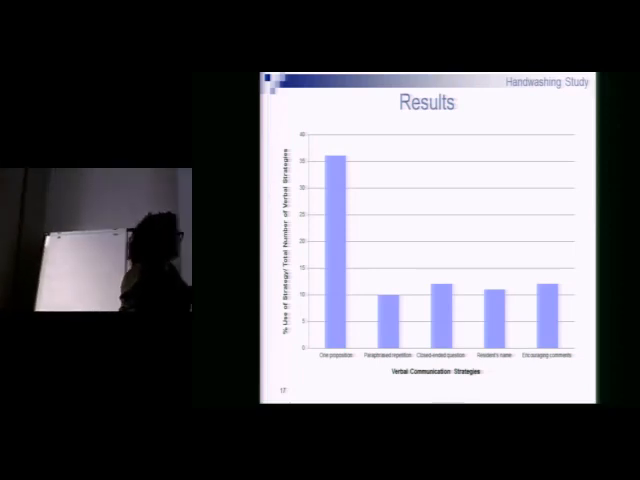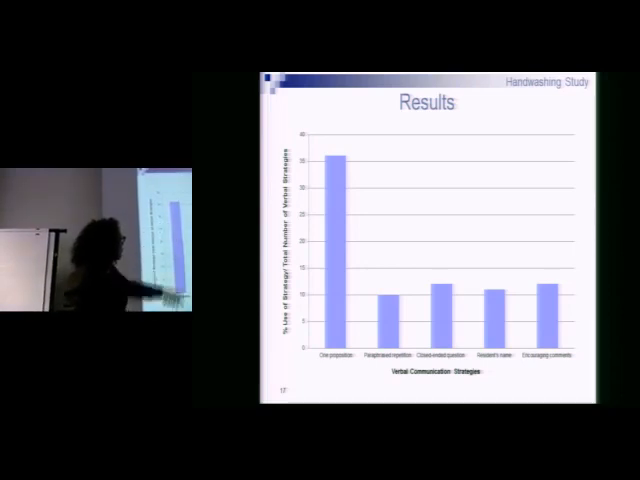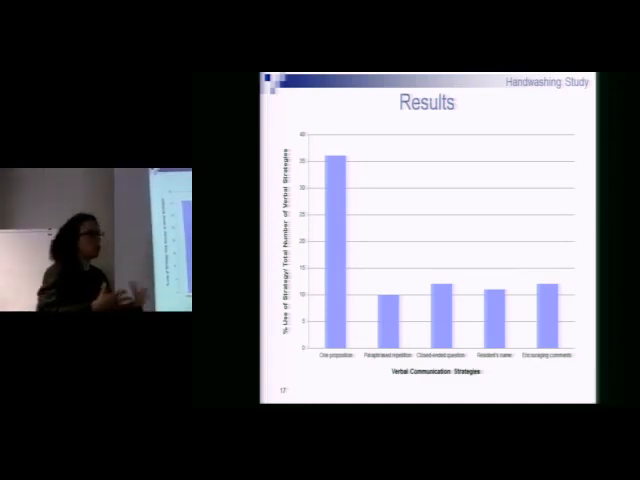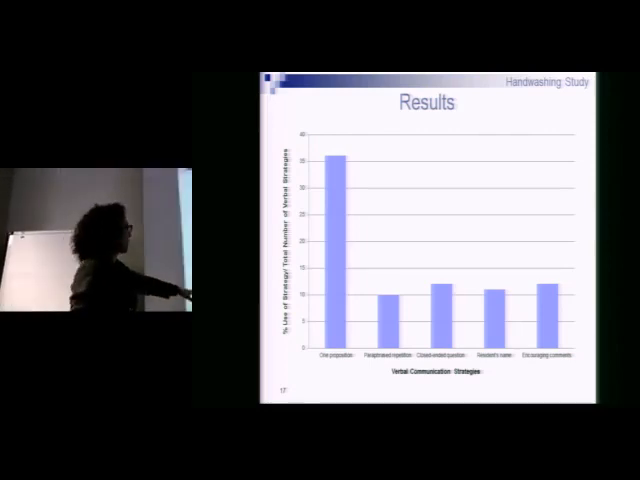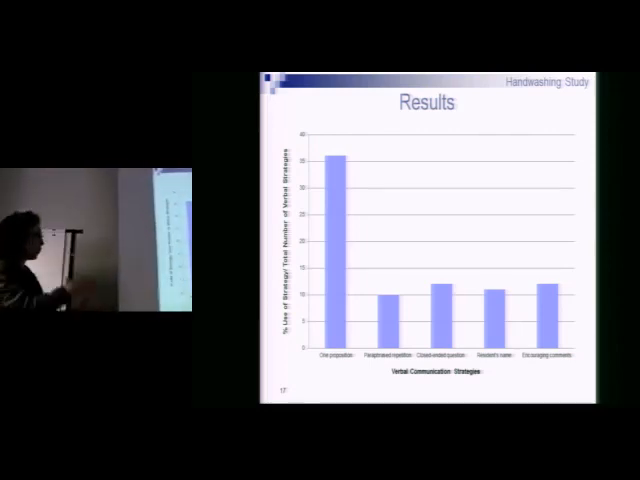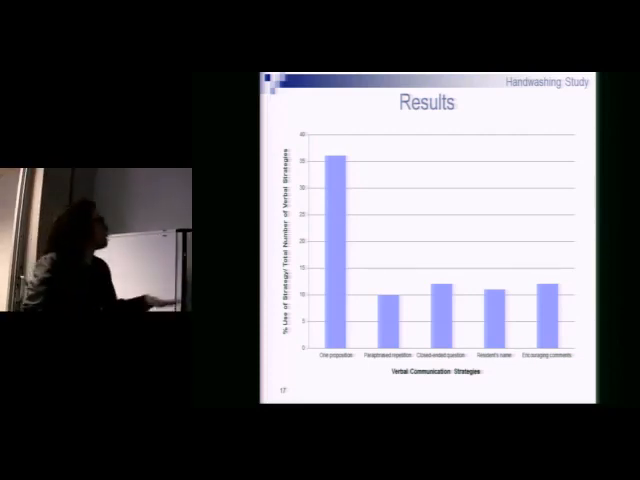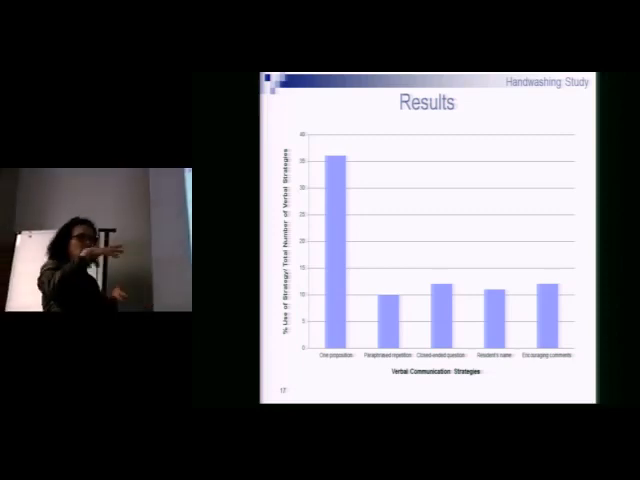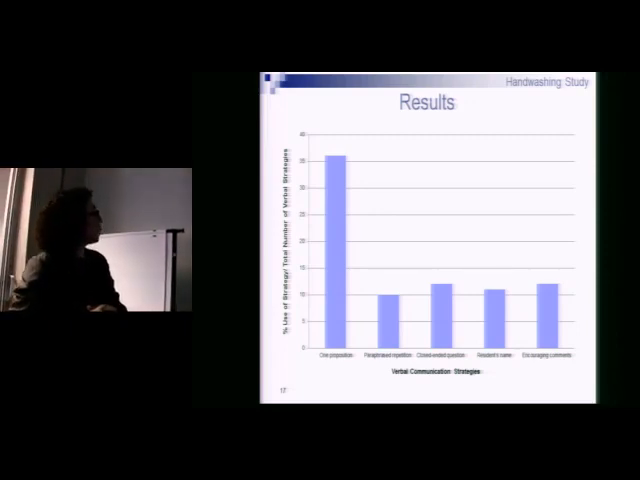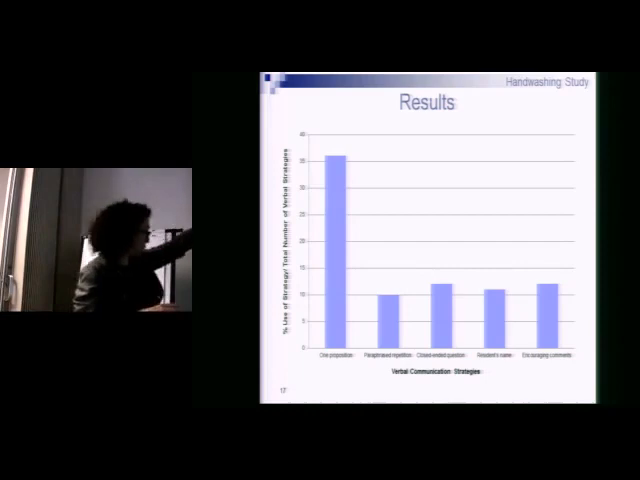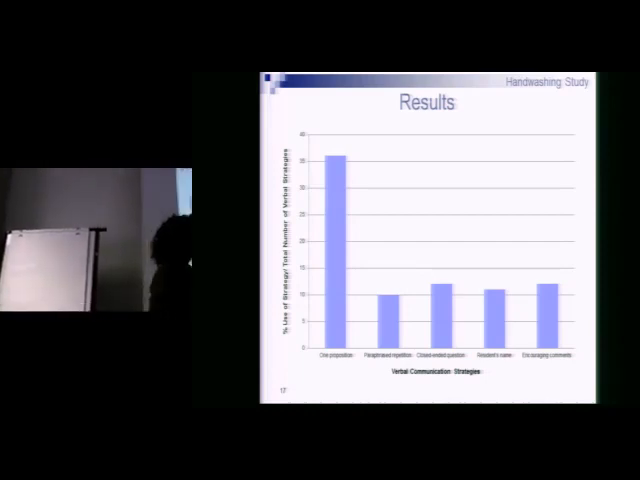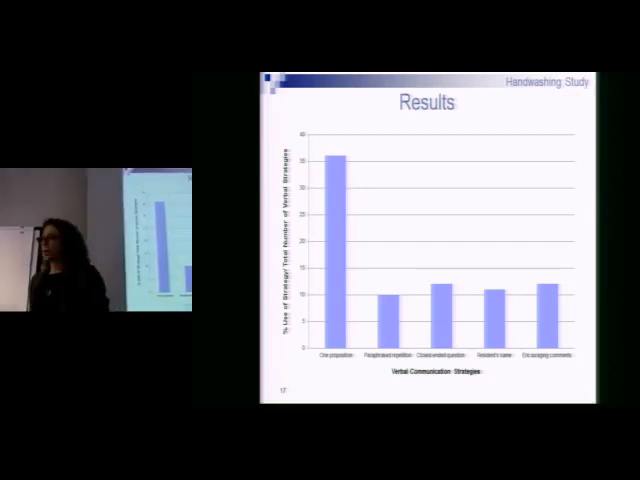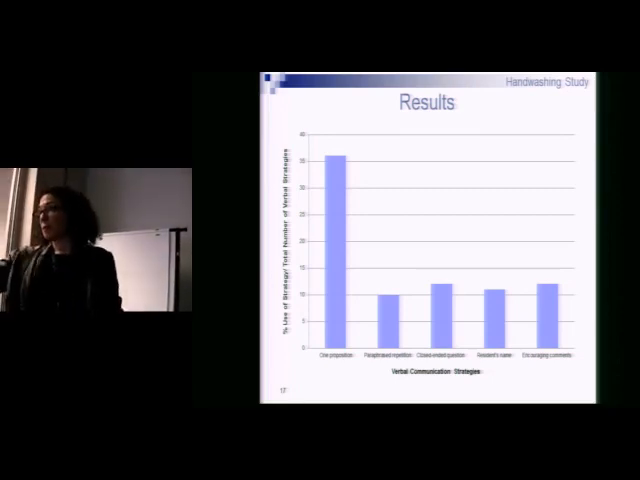What we saw was that overall, this is the percentage of time that these strategies were used as a proportion of all strategies used. So this is the ranking. We looked at more than these, I'm just showing you the main ones. These were the most used strategies. So the use of one idea or one proposition at a time was by and large used the most. Paraphrased repetition was also used, closed-ended questions, yes or no. Use of the resident's name and encouraging comments was also used, which doesn't come from the empirical literature.